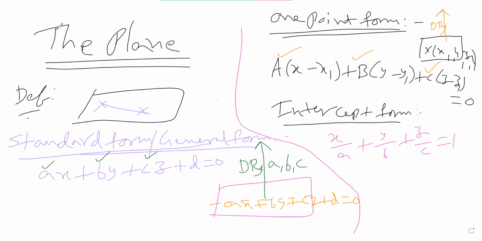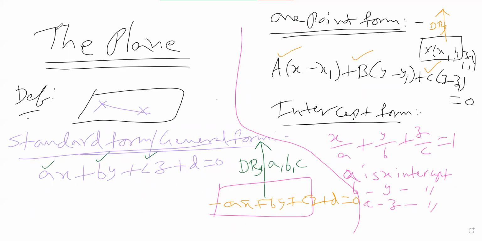Don't be confused here. This is also the equation of the plane, but in the denominators we have a, b, c, which are nothing but intercepts. a is the x-intercept, b is the y-intercept, and c is the z-intercept.